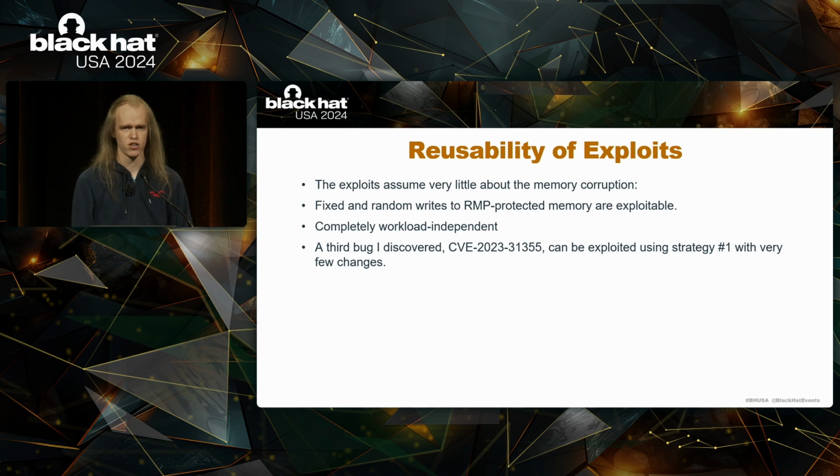Another point is that I actually discovered a third bug that I didn't have time to go into today. It turns out that this bug can be exploited using the very same strategy as exploit number 1. There are a few changes that need to be done, but the very basic idea of forcing two guests to have the same UMC key seed and then in the end have two of those guests use the same encryption keys is completely identical, even to the last detail where we had to use the same location and all of that.